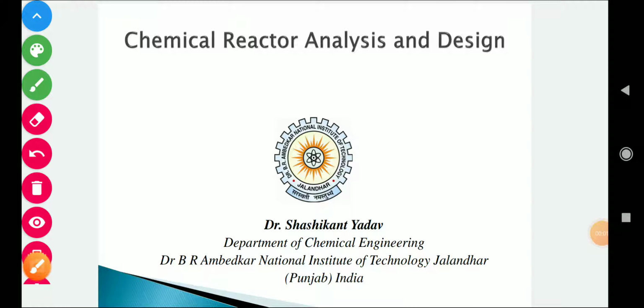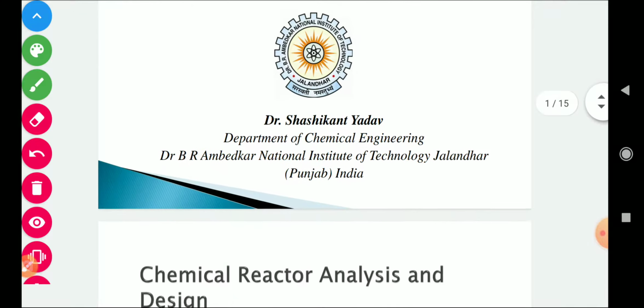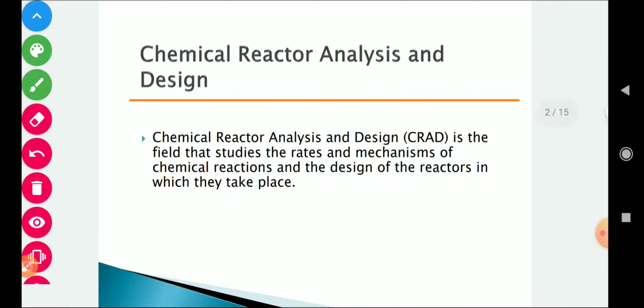So this is the introductory session of the course titled Chemical Reactor Analysis and Design. So what is chemical reactor analysis and design? Chemical reactor analysis and design, or we can say CRAD, is the field that studies the rate and mechanism of chemical reactions and the design of the reactors in which they take place. So basically it deals with the design of the reactor. What would be the ideal reactor, and what would be the size of the reactor? We will deal with all these things in this course.